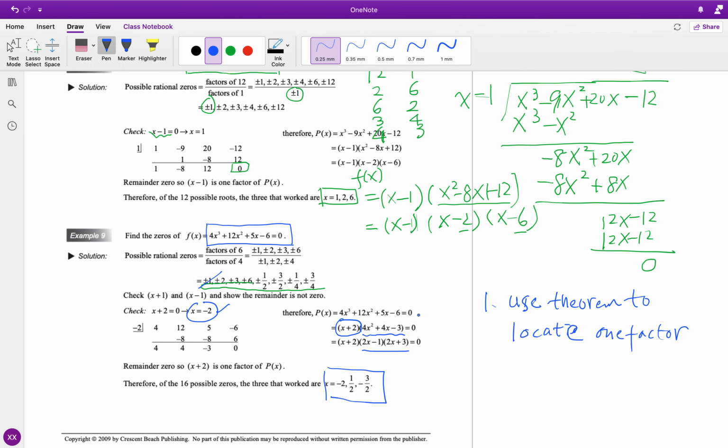Oh, I hate this pen. I cannot write well on the writing board.